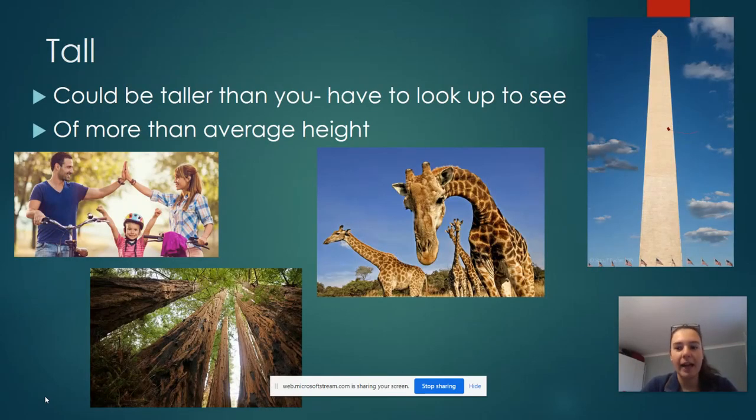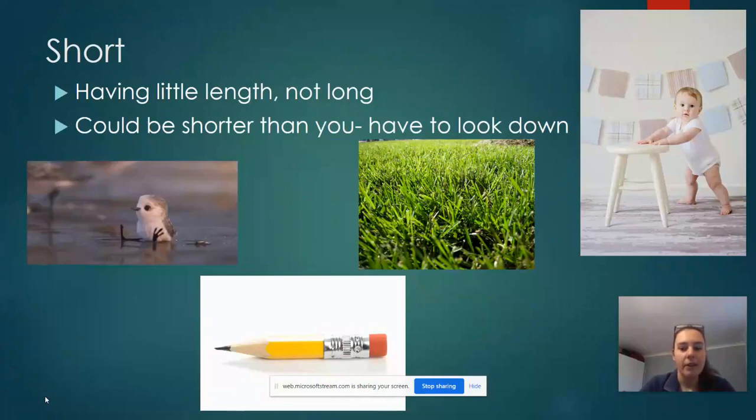So the first we're going to look at is tall. Now, this could be something that is taller than you, so you might have to look up to be able to see it, okay? It's something that's more than average height. So your mummy and daddy are probably taller than you. The trees are quite tall. Giraffes are really tall. They've got such long necks, it makes them really tall. And there are also some buildings that are humongous. They are extremely tall.